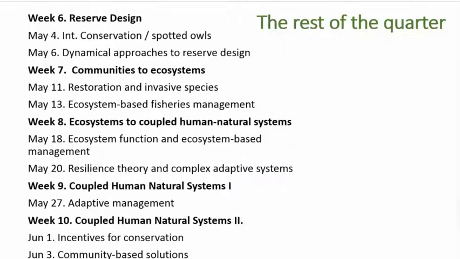So skipping down here, the rest of the quarter is going to look like this: we have reserve design, communities to ecosystems to coupled human natural systems, a bit about adaptive management, and then thinking about incentives for conservation and community-based solutions. But a lot of this is going to be about the science of conservation and what we do as ecologists and how that relates to this larger system work.